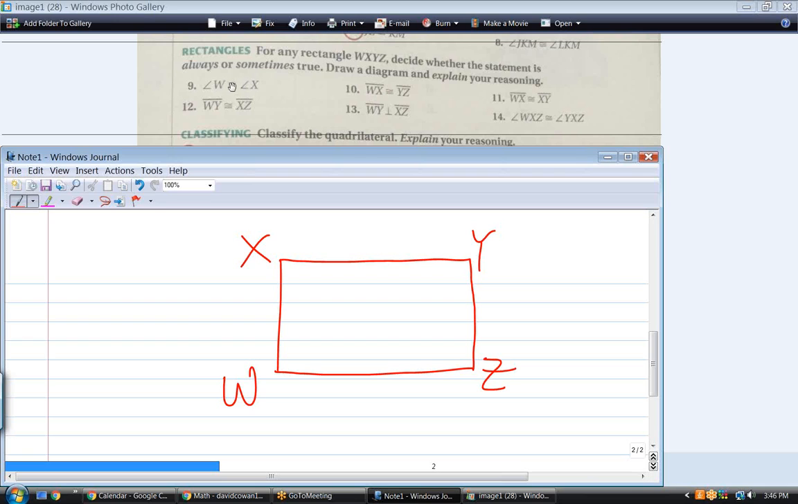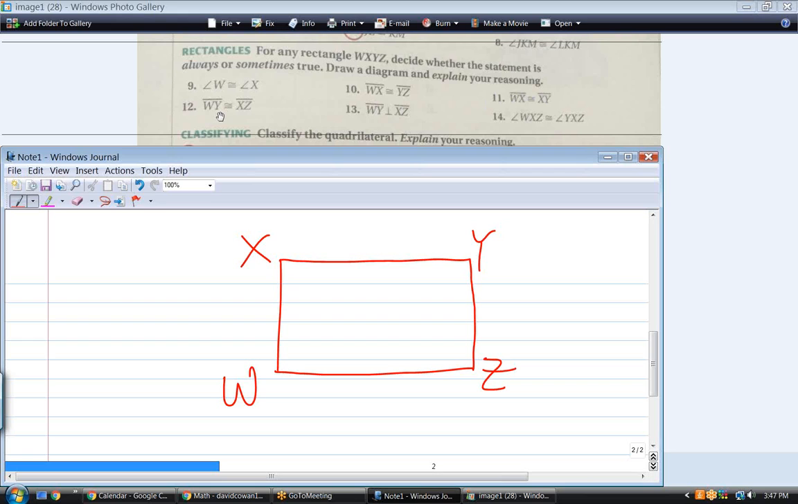In other words, that's always because all four of these angles are 90 degrees, but only opposite sides are congruent. So we have to make sure we have opposite sides. And again, it would not have mattered whether I went clockwise or counterclockwise. How about WX and XY? Sometimes. When that's true, what would it be? In addition to being a rectangle, it would be a square. But squares are rectangles.